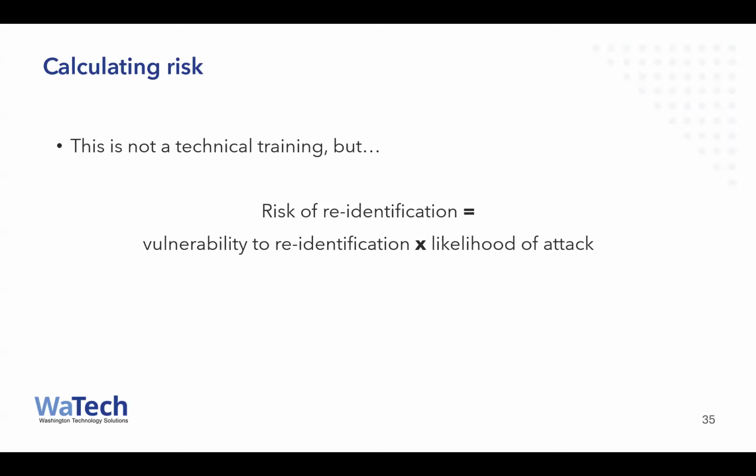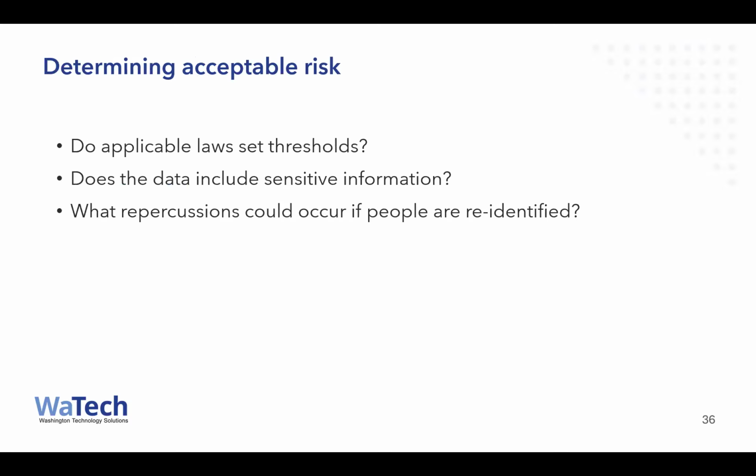We want to also think about how we go about calculating risk. And I did promise this is not a technical training, but it is helpful to have a basic grounding in what that risk calculation would look like, which is basically that the risk of re-identification is the vulnerabilities of re-identification times the likelihood of somebody trying to re-identify information. So when we're thinking about that acceptable risk level, when you multiply the vulnerability times the likelihood, what number are we okay with accepting?